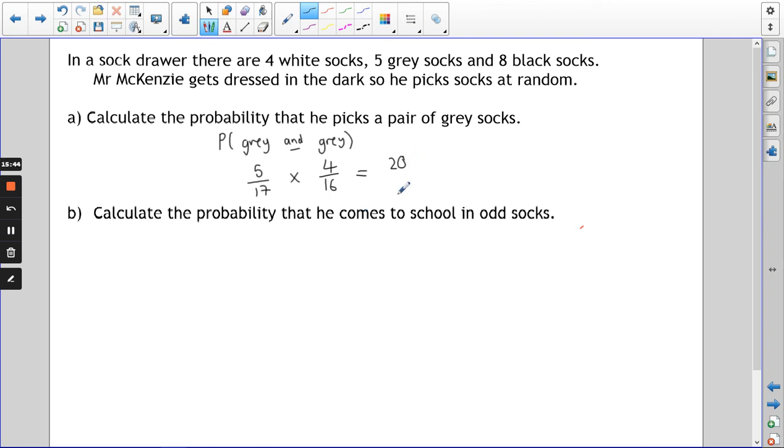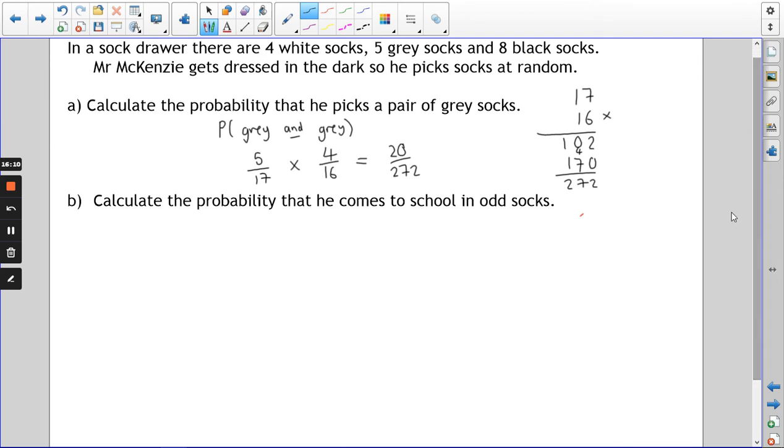Now you're not going to have a calculator for this in the exam, so a bit of long multiply, and I'll do it over here. We've got to do 17 times 16, so 6 sevens are 42, 6 ones are 6, and 4 makes 10. 0 down, 1 times 7 is 7, 1 times 1 is 1. That gives me 272. So 20 over 272. The good news is that they'll all be out of 272 for this question.